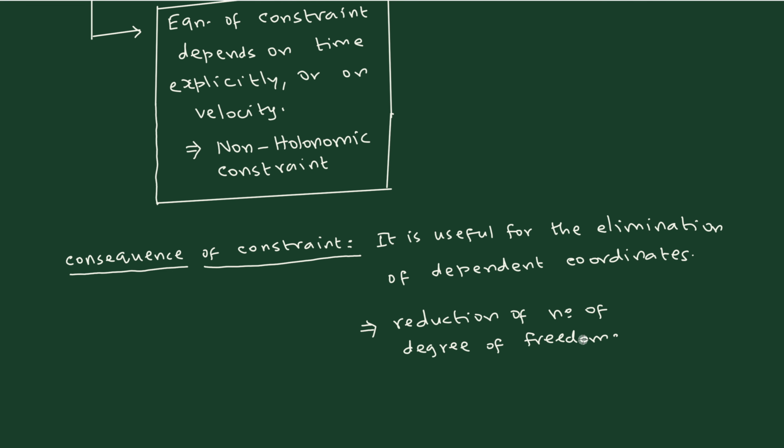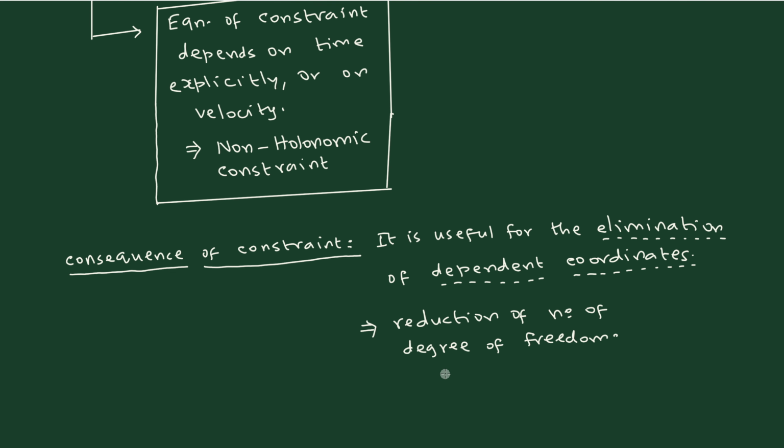So I have written the consequence of having a constraint, or of having a holonomic system particularly. The advantage of having a holonomic system is that the equation of the constraint will be useful for the elimination of dependent coordinates. This is the technical term that you have to pay attention to. And the meaning of this statement, elimination of dependent coordinates, is finally that we are going to reduce the number of degrees of freedom.